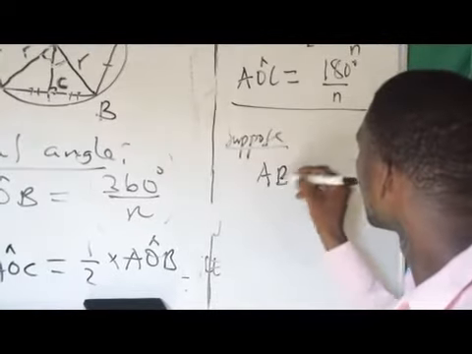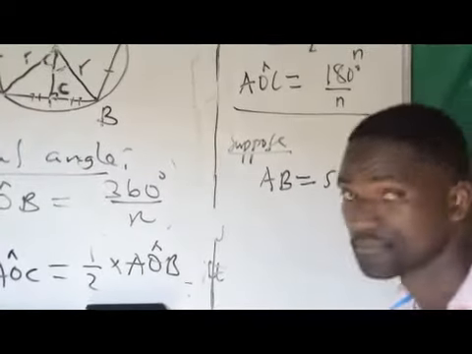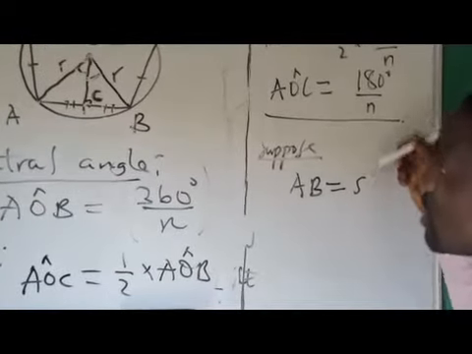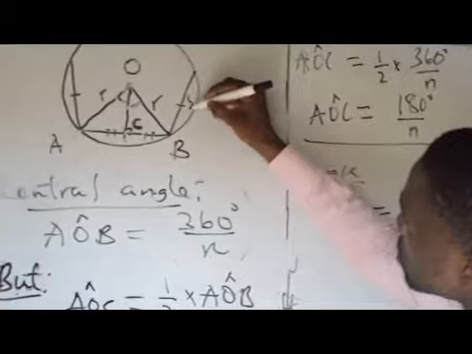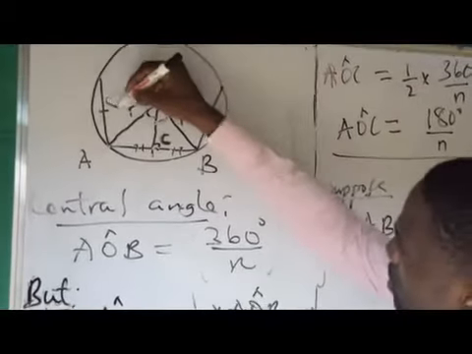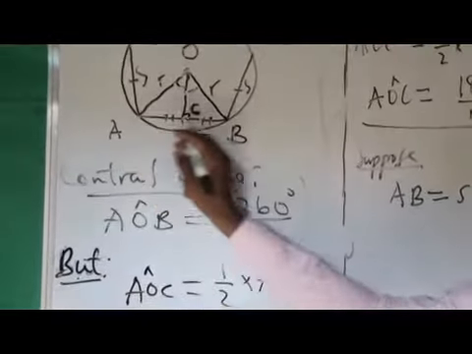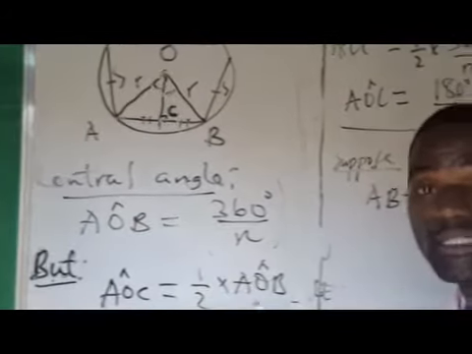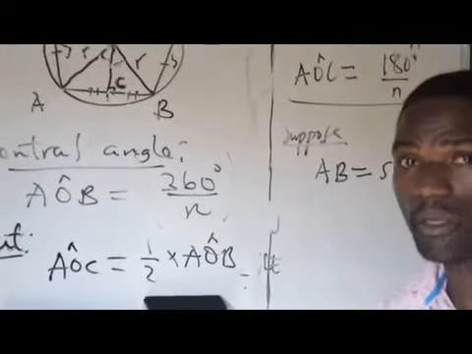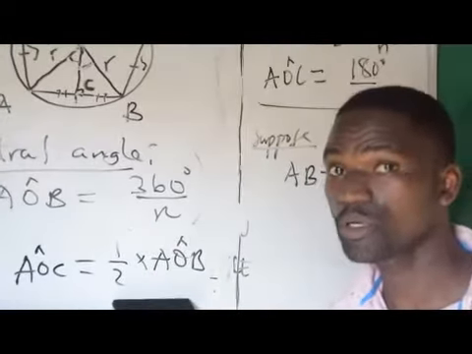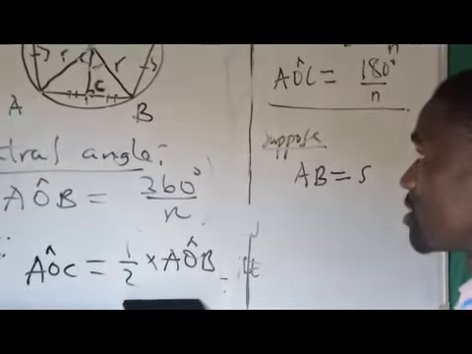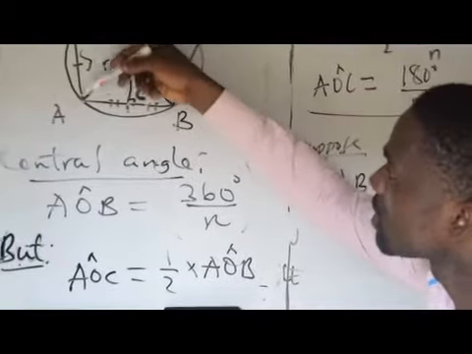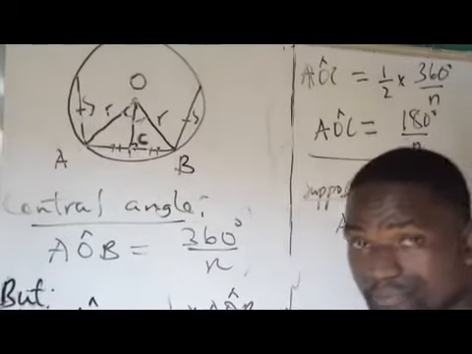AB is equal to S. Suppose the length from A to B is equal to S. That means even here also it will be equal to S. Even this side also will be equal to S. Why? Because these lengths, AB, this length and this length are the lengths of a regular polygon. And remember, the lengths of a regular polygon should be equal in length. So AB, the length will be S, here again S, and this length is S.